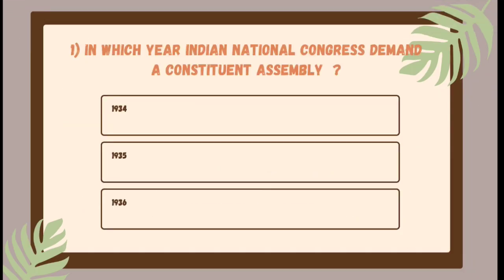The first question of today's session: in which year did the Indian National Congress demand a constituent assembly? Options for question number 1: Option A 1934, option B 1935, and the last option 1936. The correct answer for question number 1 is option B. In the year 1935, the Indian National Congress demanded a constituent assembly for the first time. Okay, quickly go to the next question.